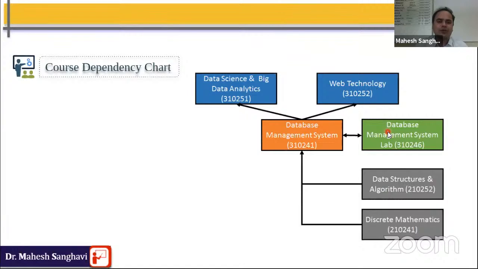Now let's move on to the course dependency chart. Dear friends, why learn this particular subject, that is DBMS? Currently I'm talking about DBMS, and once you know about DBMS, what will be the benefit? What is essential for DBMS? If you observe here, you need prerequisites like data structures and algorithms, whatever you have studied in second year, and discrete mathematics, which you have also studied in second year.